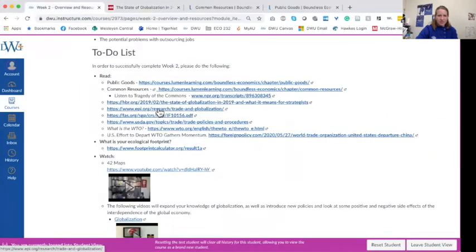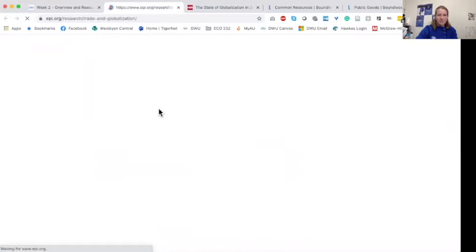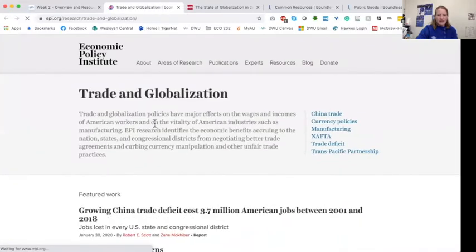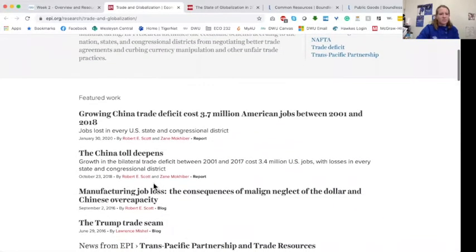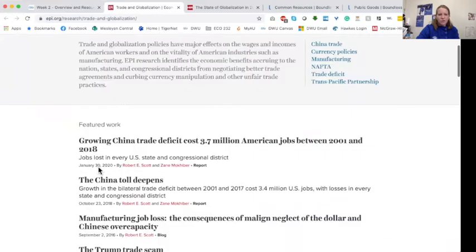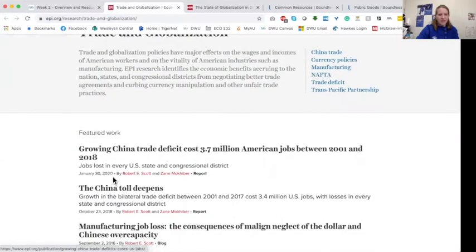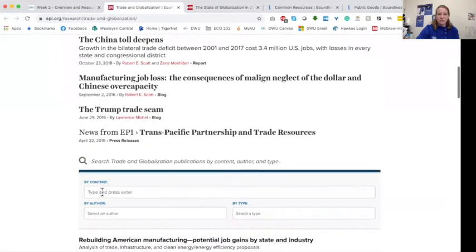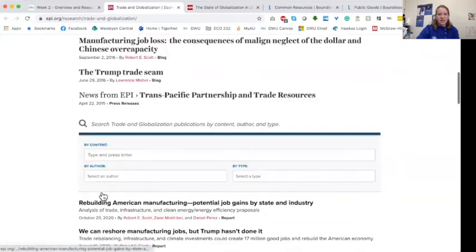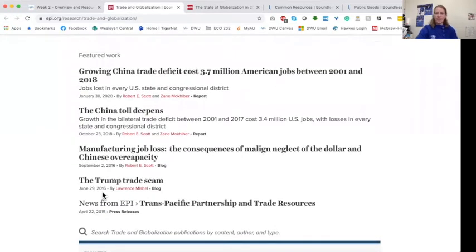Then we've got the EPI. So the Economic Policy Institute gives a bunch of different articles on what's happening with trade and globalization right now and across the world, what has happened. We saw a lot of the trade tariffs and those types of things that happened over the past few years. So this might be a resource for you to use in either your applied assignment this week or in your discussions.